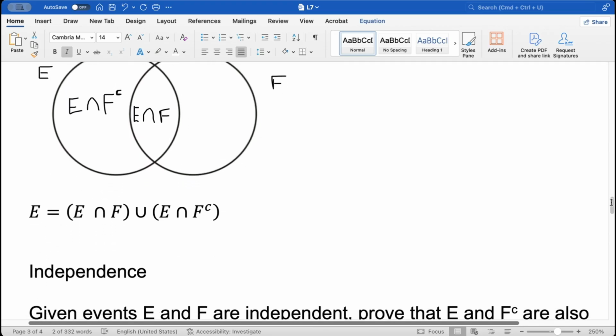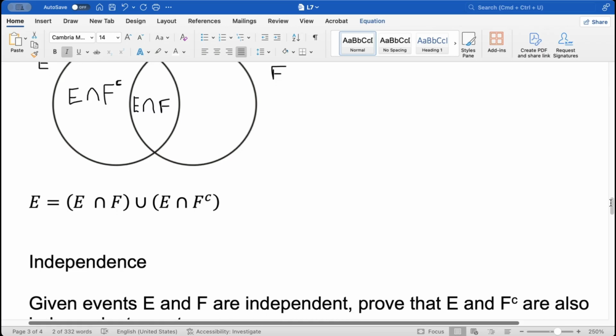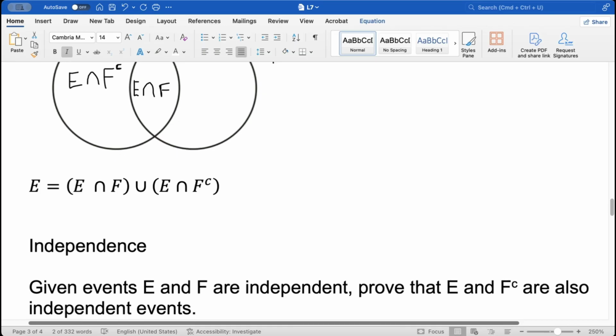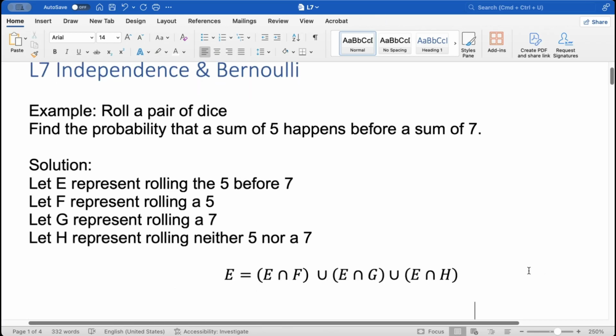All right, so we'll do a small proof here regarding the concept of independence. Given events E and F are independent, prove that E and F complement are also independent. So what does it mean to be independent? It means the occurrence of one has no impact on the occurrence of the other. So it makes sense that if F has no impact on the event E, then the failure of F, F complement, also should not have an impact on E. And it turns out that E and F complement, that pair is also independent.